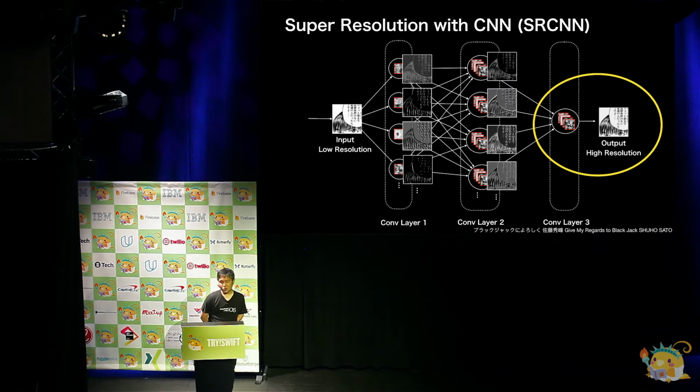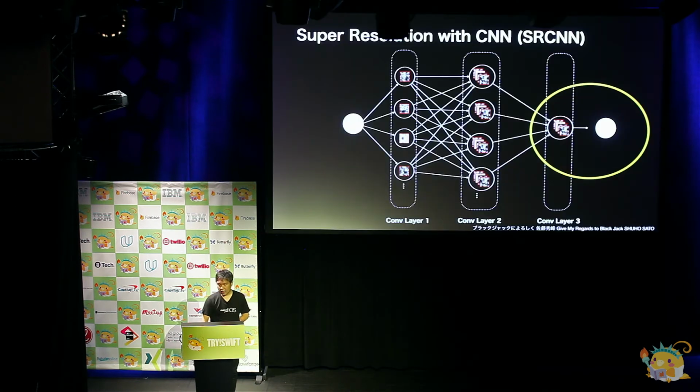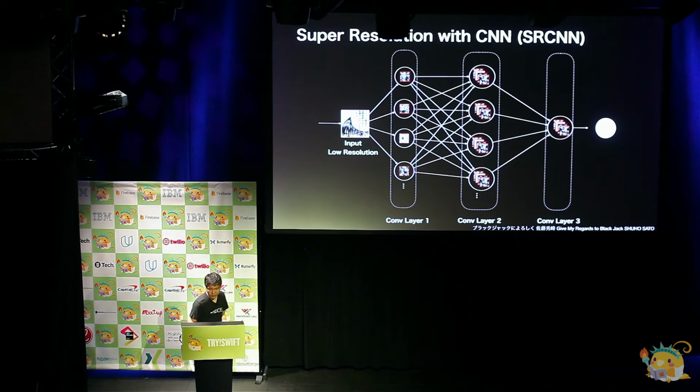SRCNN is a super resolution method using CNN. With SRCNN, the final layer of the CNN is aggregated in a single node and is designed to produce a single high-resolution image as its final output. For example, first you input a low-resolution image into the model.